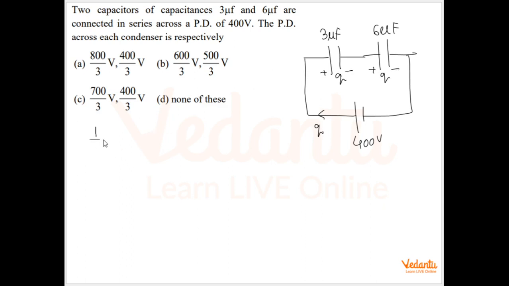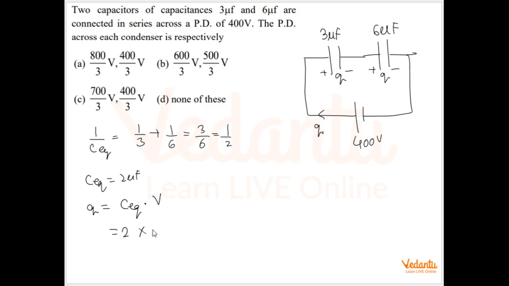Now, how will I calculate that charge? First, I will calculate the equivalent capacitance, which is going to be 2 microfarads. Then I will calculate the equivalent charge, that will be C equivalent into V, that will be 2 into 400, 800 microcoulombs. Now, if I know the charge on both the capacitors, I can calculate the individual potential differences V1 and V2.